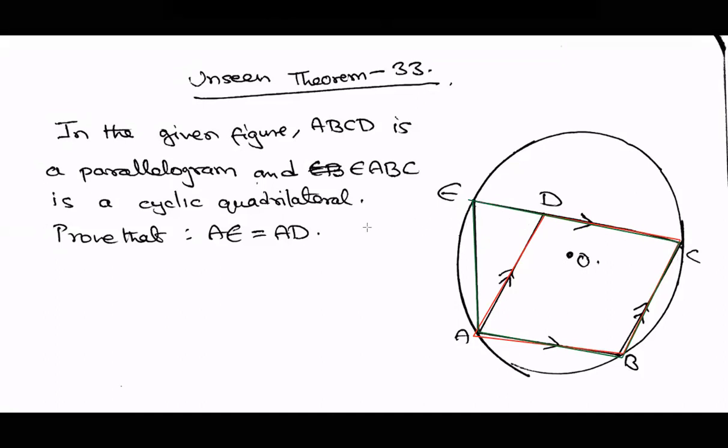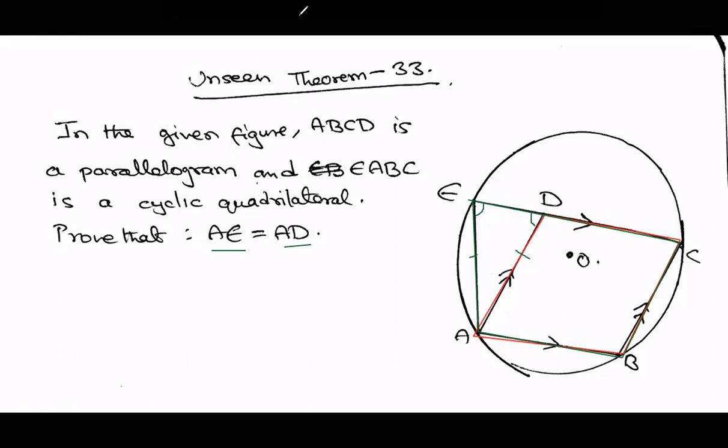Some rules we need to follow, and we need to prove that AE and AD are equal to each other. So AE means this line and AD means this line. They are equal to each other. They form an isosceles triangle. We need to prove it. To prove it is an isosceles triangle, we need to prove that the base angles are equal. If we can prove that these base angles are equal, then we can say that this side and this side are also equal to each other. So how to prove it?